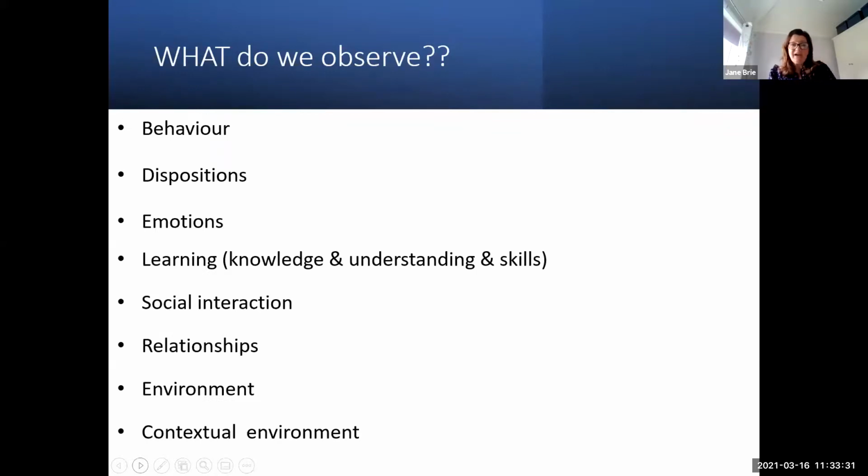And what do we observe? Well, absolutely sort of everything really. You might be having some ideas now, thinking about what we can observe. Behaviour, and that links to a lot of the work we've done on development as well, isn't it? Disposition, because personality and the self comes into early childhood research.